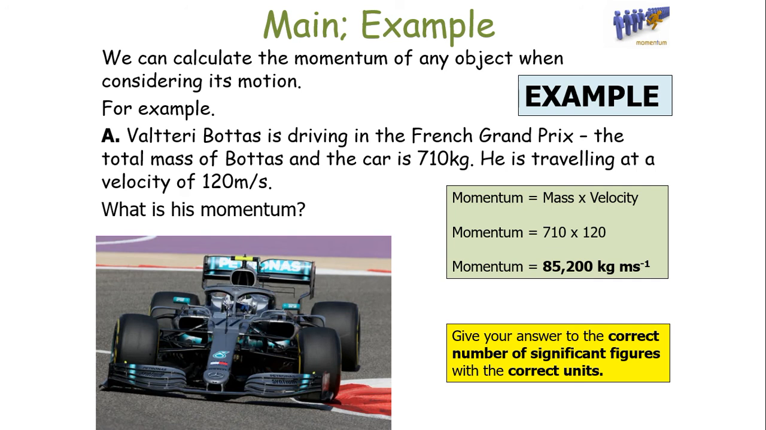Now that means he's got a lot more momentum than Alan Saint-Maximin from the previous example, so it's a lot harder. You need a lot bigger resultant force to change the motion of this particular car, which makes sense because it's easier to stop a human than it is to stop a car. Now, just to clarify, in our question, have we given it to the correct units? Yes, we have. Have we given it to the correct number of figures? Yes, we have. So the answer will be correct.